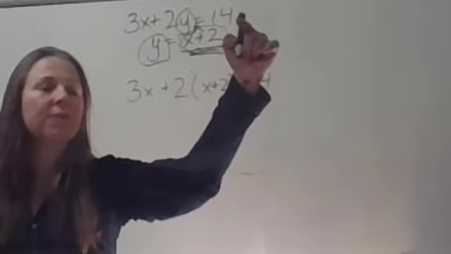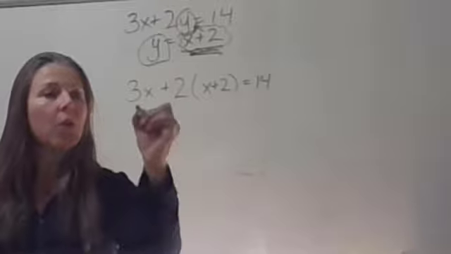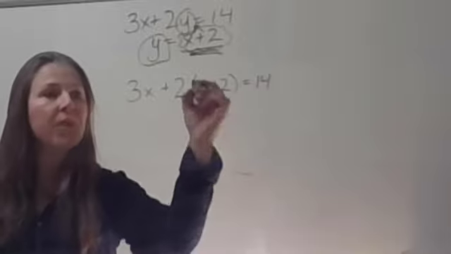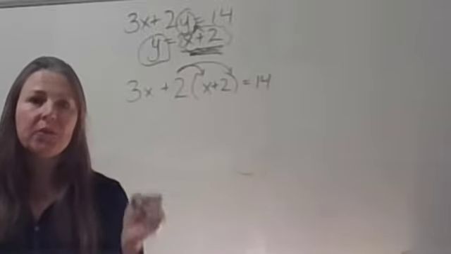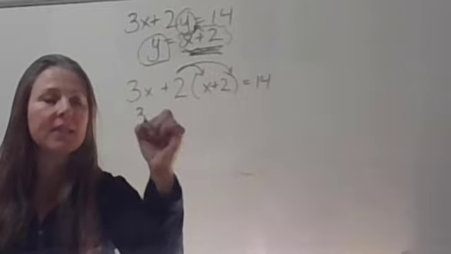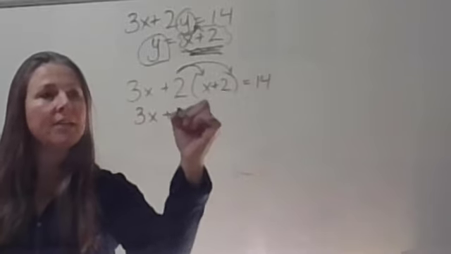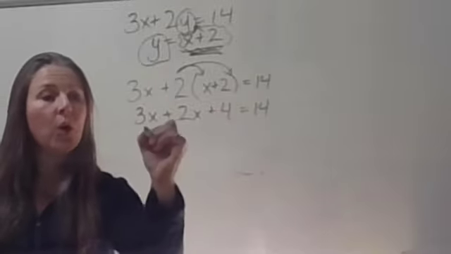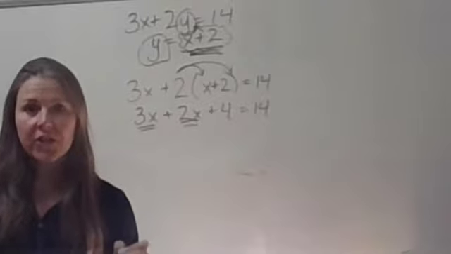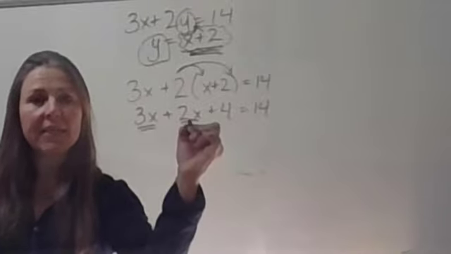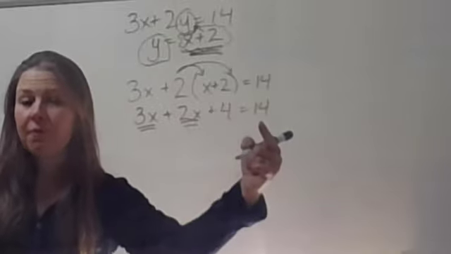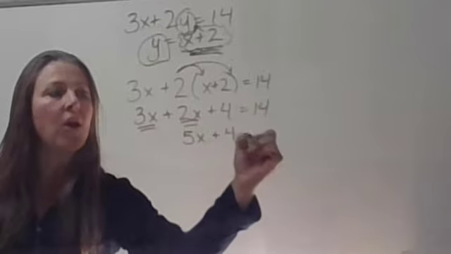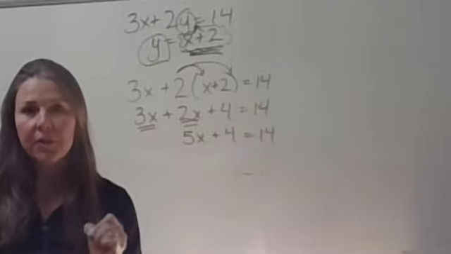All right, equals 14 is the rest of this equation. So in order to solve for x, a number next to a parentheses means multiply. So you're going to need to distribute that 2 to both things in the parentheses. So now you have 3x plus 2x plus 4 is equal to 14. So 3x and 2x are like terms. You could put them together first on the same side. You could move the 4 first if you want. You just need to get all of your like terms together, all of your x's on one side, and all of your numbers on the other.